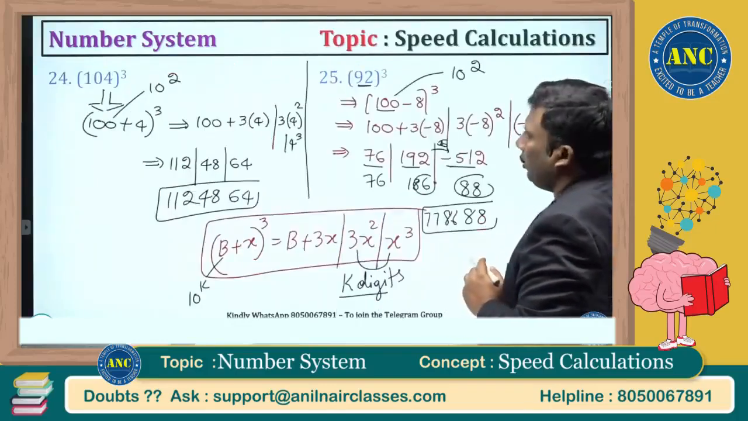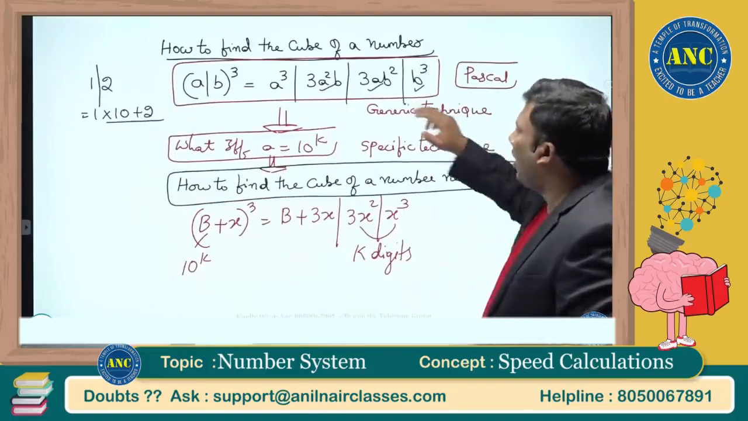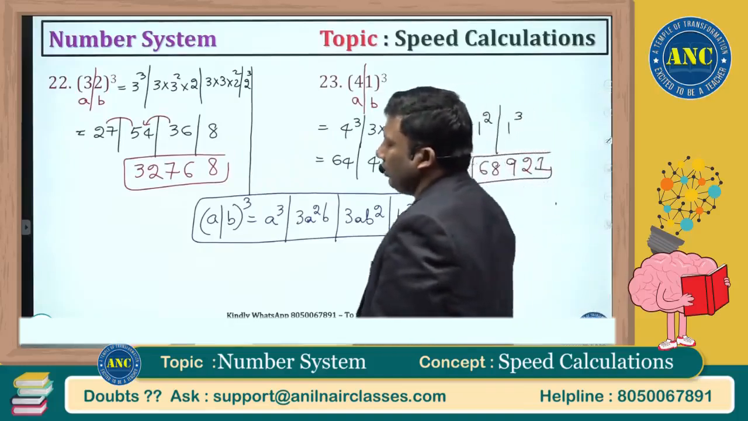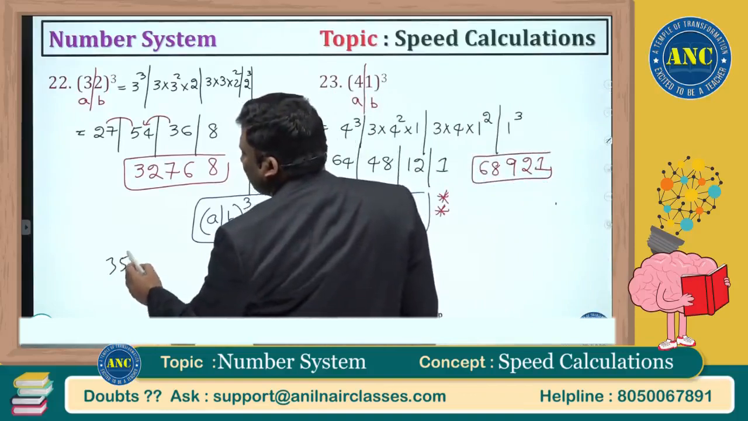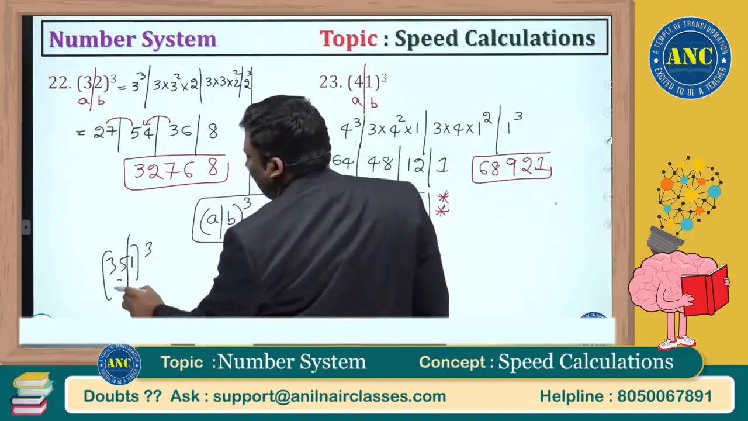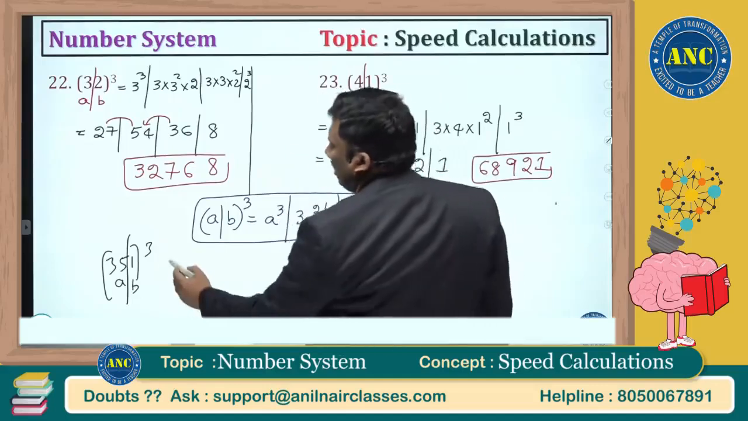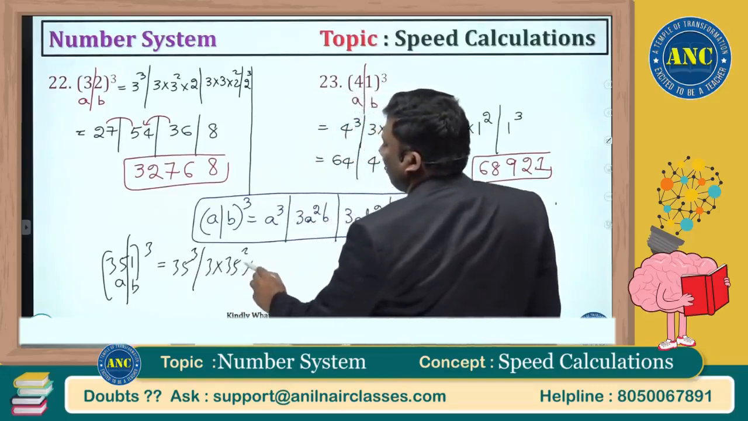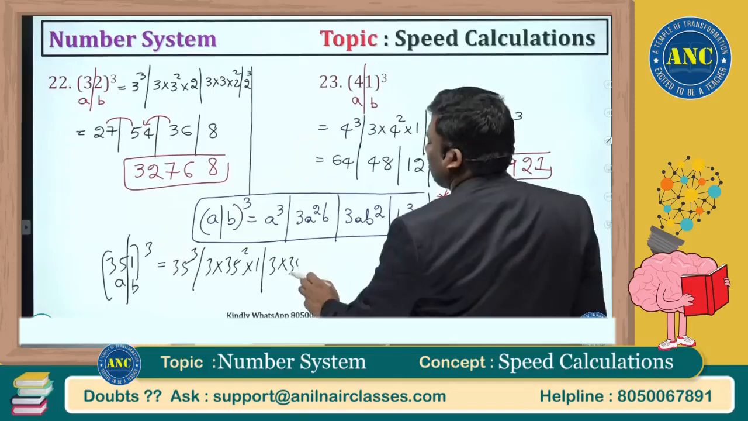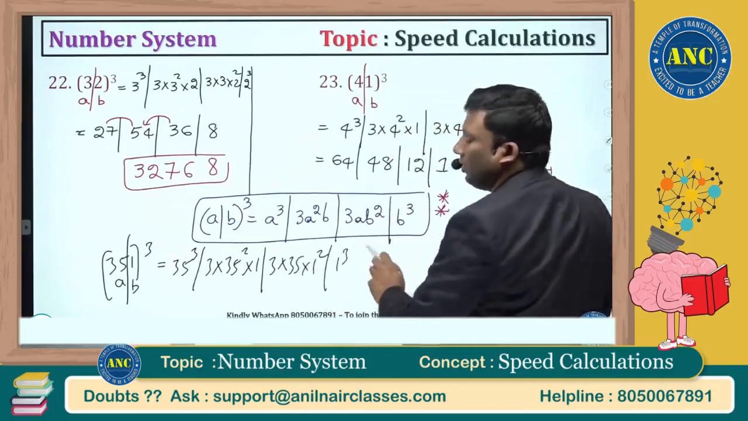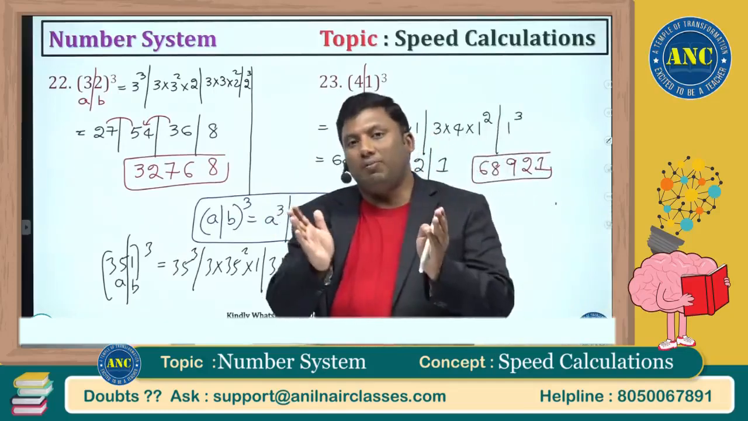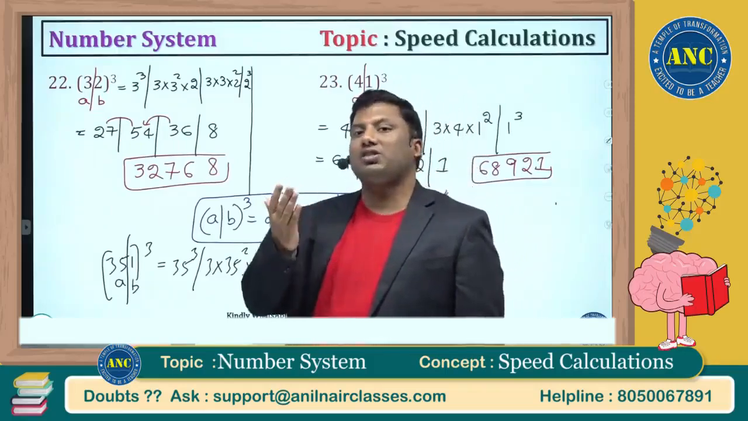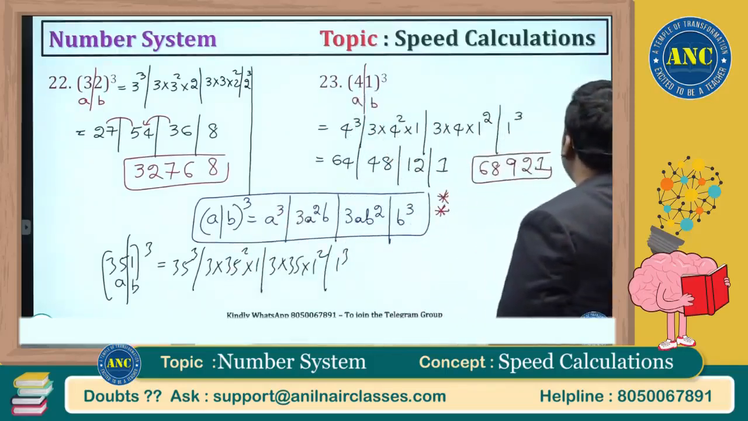We have done how many problems of the form: how to find the cube of a number? We did it for 32 cube and 41 cube. Suppose the question is 351 cube, I'll just give an idea. Ideally, we will use a digital sum to solve. A is 35: a cube, next 3 a square b, next 3 a b square, and the next one is b cube. Like we did for the square of a 3-digit number, 2 digits plus 1 digit, here also we do the same process. But we will use the reverse gear approach if answer options are there.